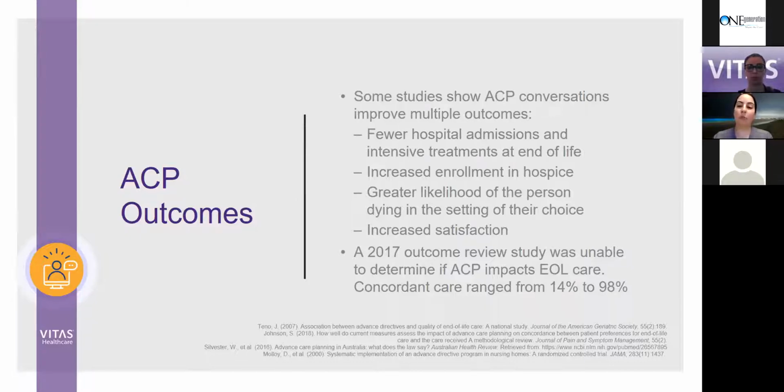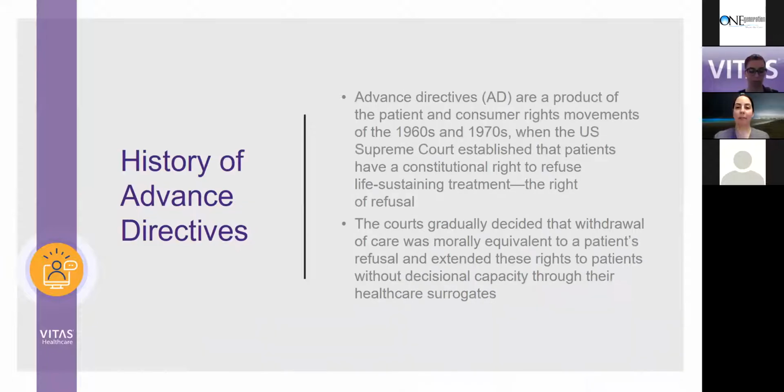care ranged from 14% to 98%. Overall, it's just been very challenging to study the effects of advanced care planning. There's a lot of heterogeneity, and there are very few high-quality studies. So we do need to have more, and this presentation is really going with what we have to work with, but there are definitely opportunities still available for studying this further.